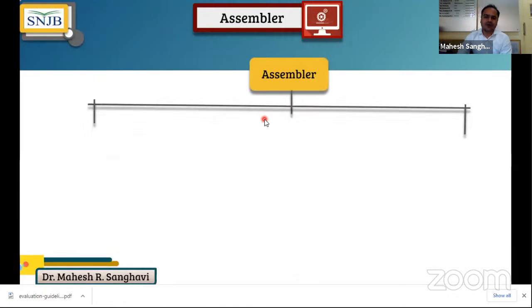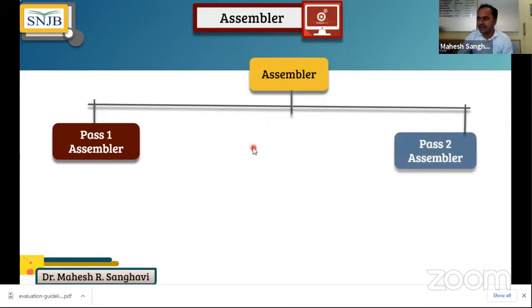Now, let's focus on the assembler. This is the fundamental knowledge we needed: we must have knowledge of assembly language and of machine structure. We have seen that, and now we can work with the assembler. Always remember, the assembler that we have to study will be a 2-pass assembler.